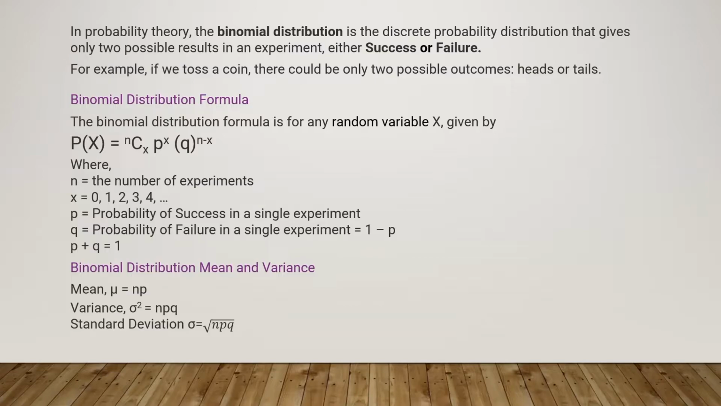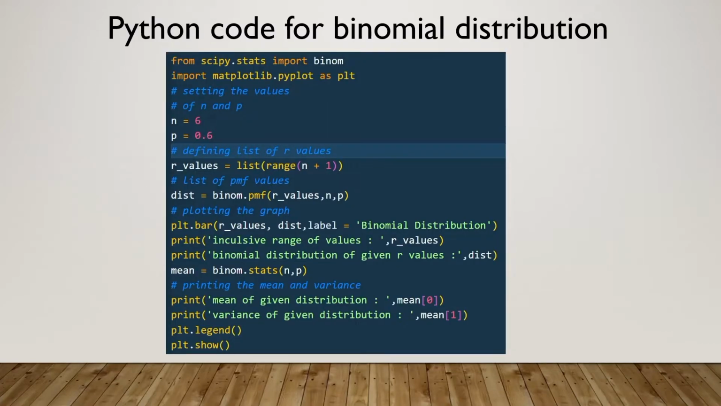The formulas for finding the mean and the variance of the binomial distribution are given by mean equals np, variance equals npq, and standard deviation equals the square root of npq. The Python code for binomial distribution.